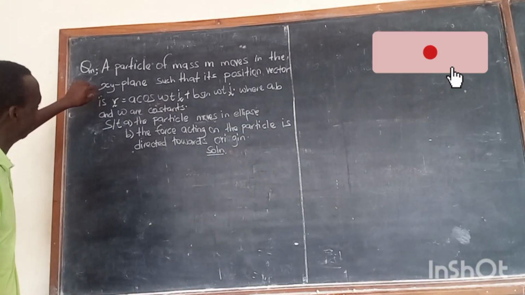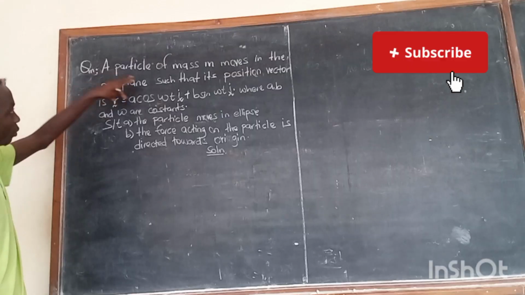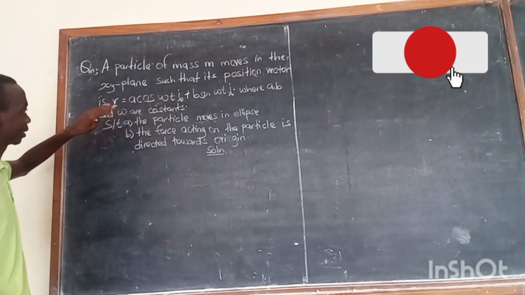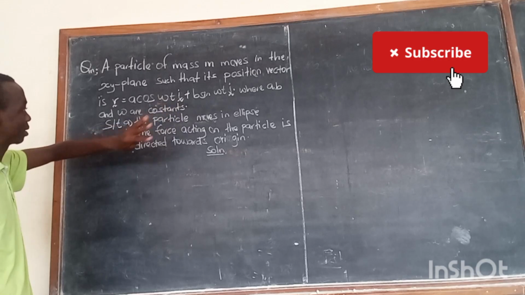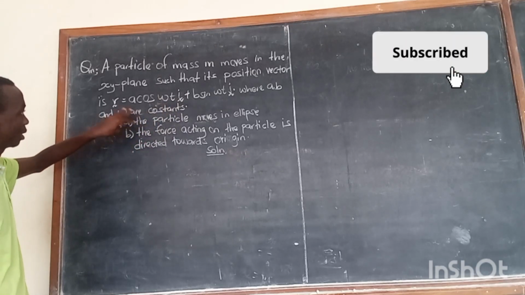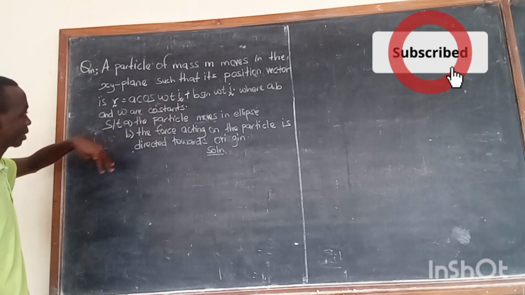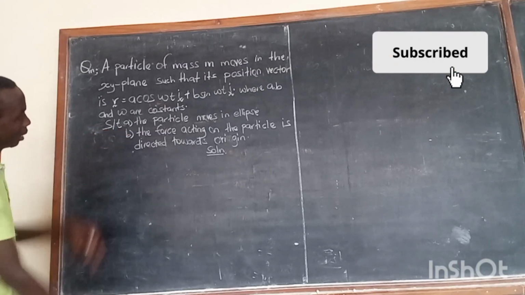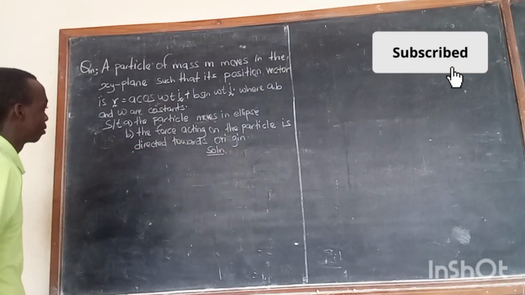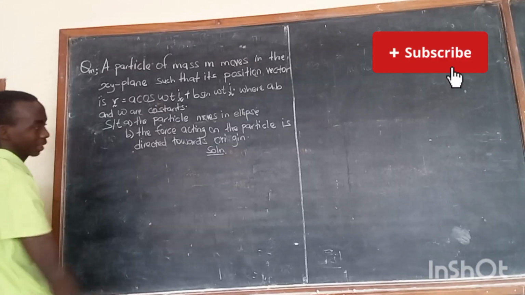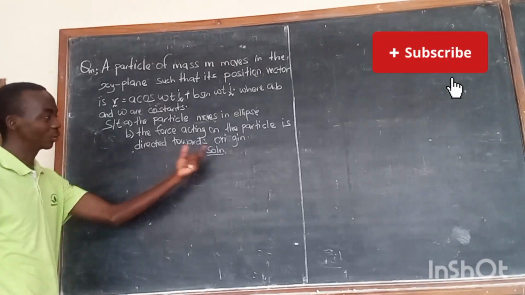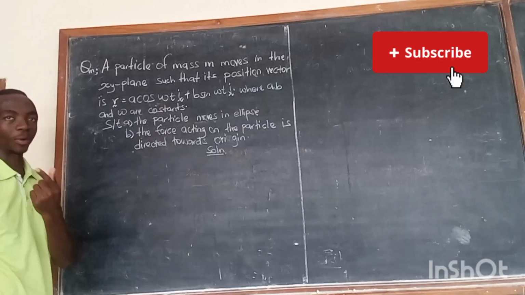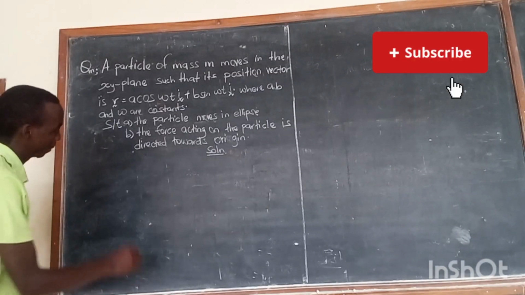So this question here: a particle of mass m moves in the xy plane such that its position vector is r equal to this, and a, b, omega are constants. Show that the particle moves in an ellipse, and that the force acting on the particle is directed towards the origin. So right now, we are going to begin by solving part A.